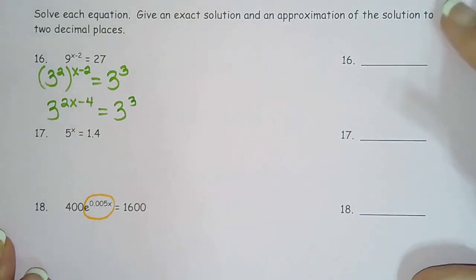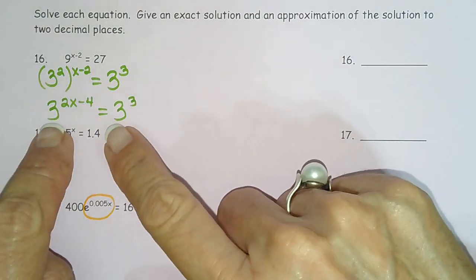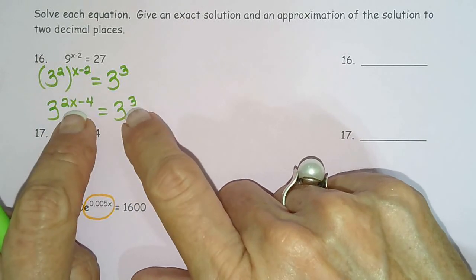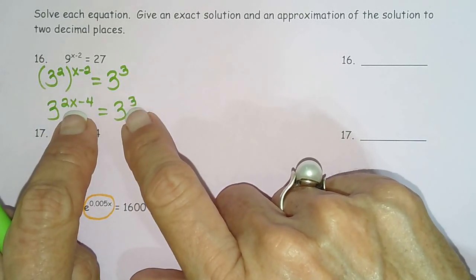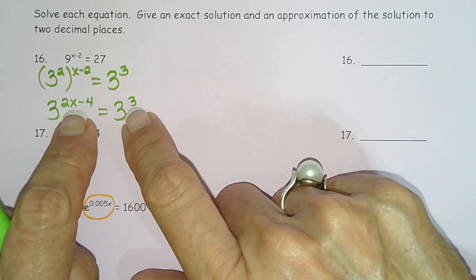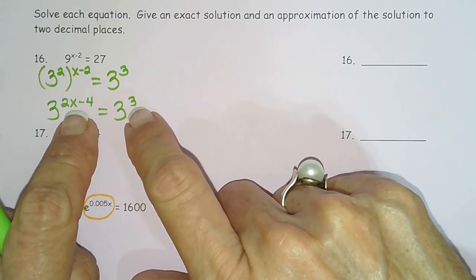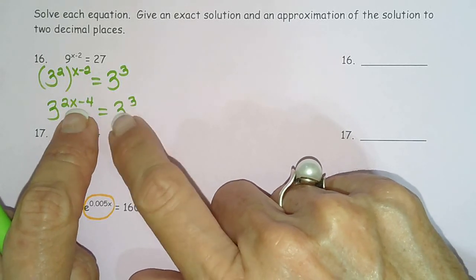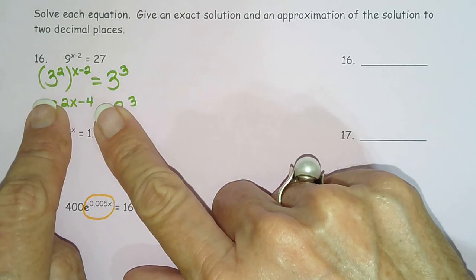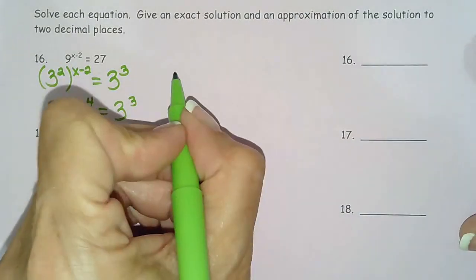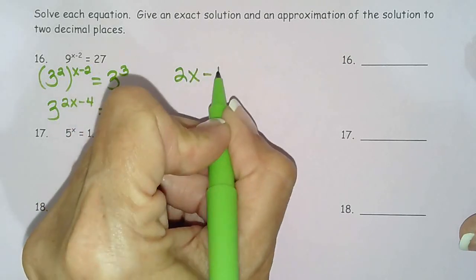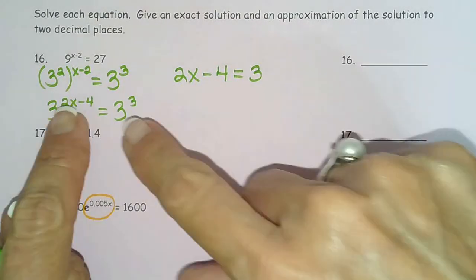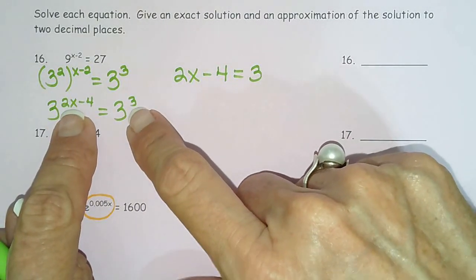You guys all remember the one-to-one property says, if the bases are the same, in exponentials you equate your exponents. In logs you equate your arguments. So 3 is already equal to 3, so we don't have to worry about it. So then you just set your two exponents equal, and that's how you find the value of x. So if the bases are the same, equate your exponents.